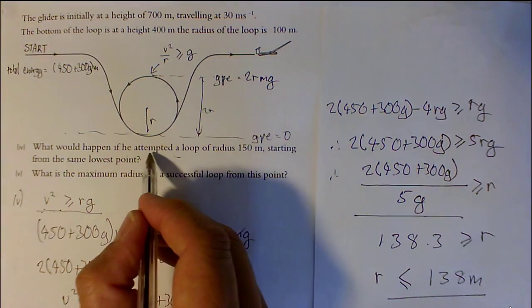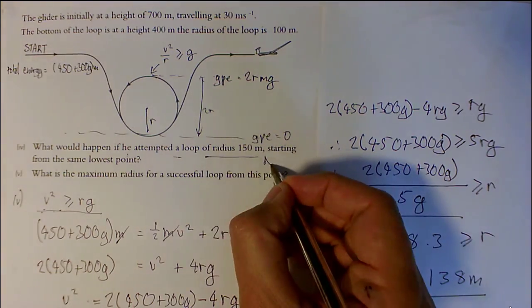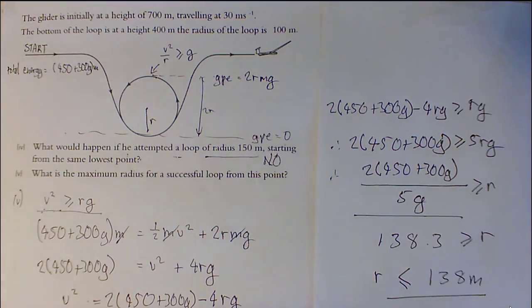So no, it would not make it round a loop with radius 150 meters. 138 meters is the largest radius of loop this amount of energy can sustain.